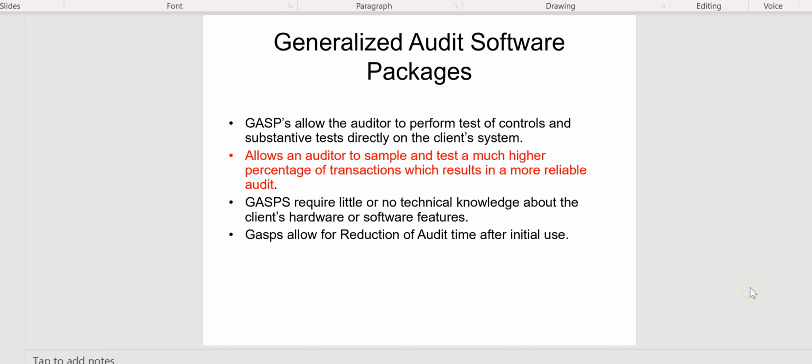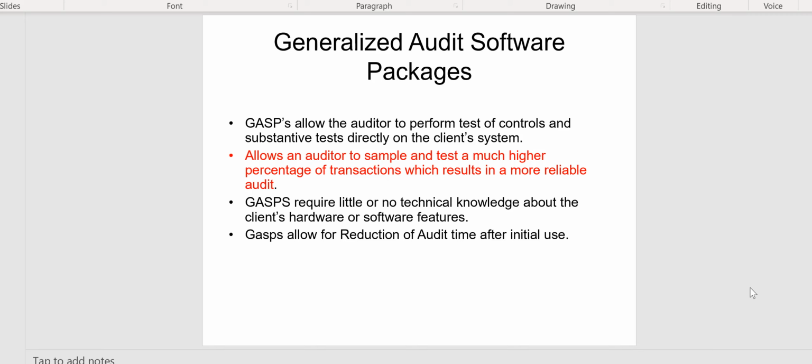Now, generalized audit software packages will allow the auditor to perform test of controls and substantive tests directly on the client's system. And this is big, allows an auditor to sample and test a much higher percentage of transactions, which results in a more reliable audit. This is also big.